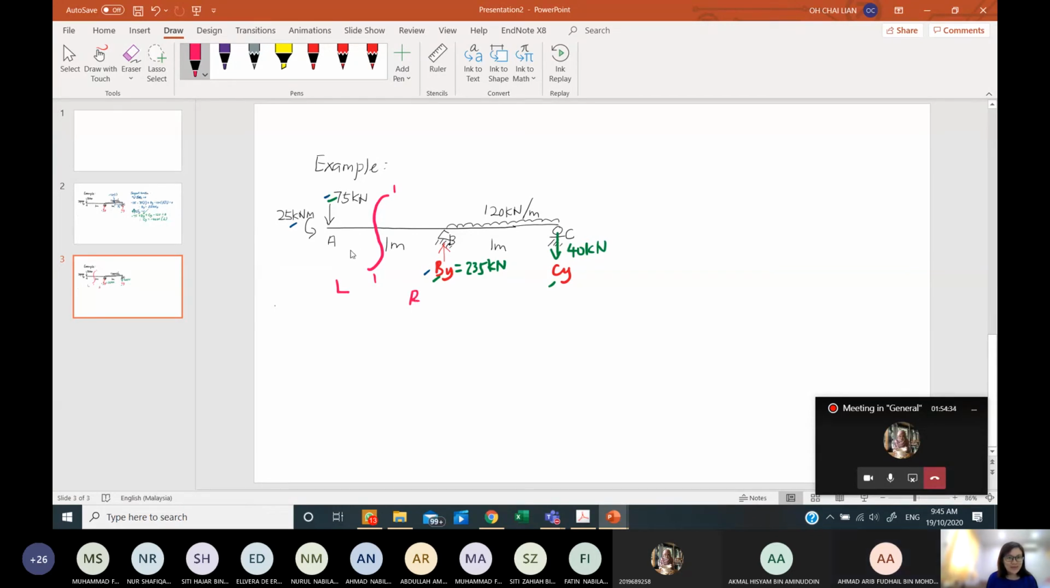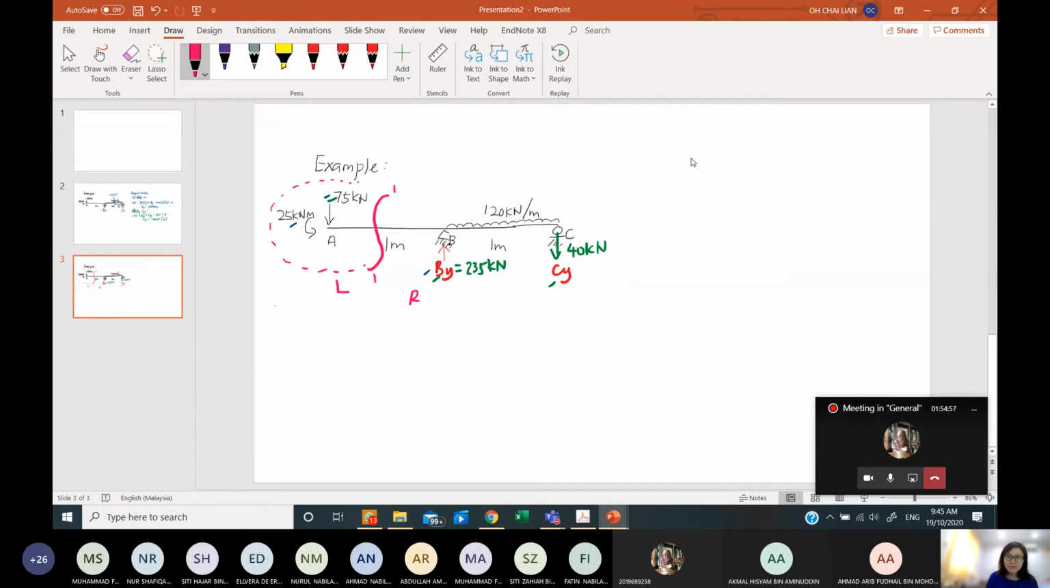Left side, because it is more simple. For me, maybe for you too. If I consider this left side, the remaining part here I will not consider, only this part. I will draw my free body diagram right now. First of all, I need to name it.